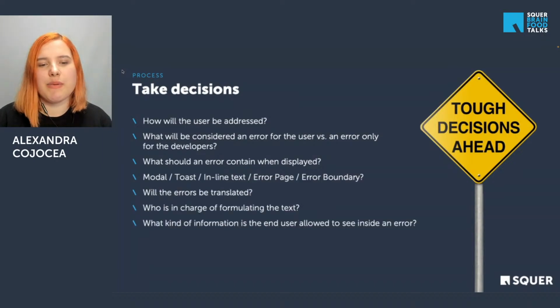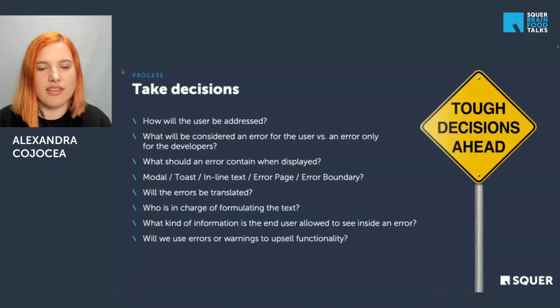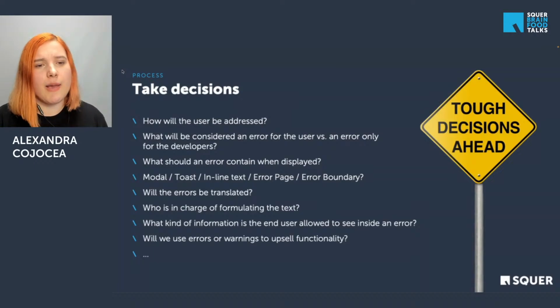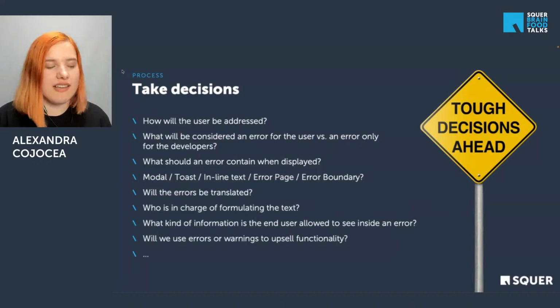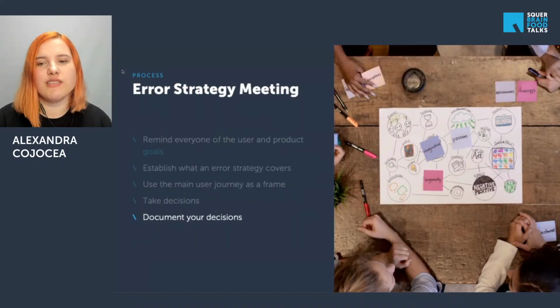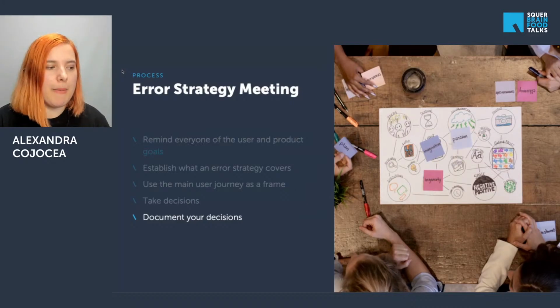But it could also be things about formulating the information that you display to the user, and the use of the errors or warnings that you have. And again, this is not an exhaustive list, but I'm sure that with all of these stakeholders in the room, you're going to have plenty of questions that are going to pop up. There's going to be plenty of things to decide. And as you decide things, you should, of course, document your decisions and your responsibilities that pop up.